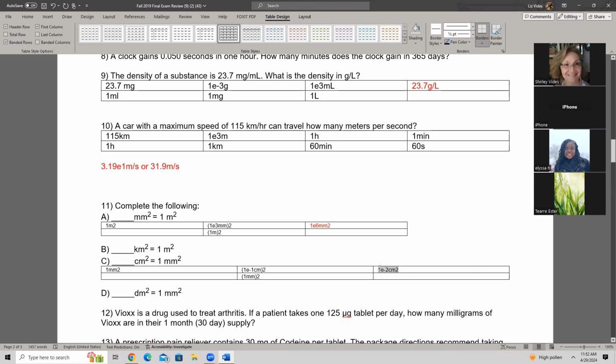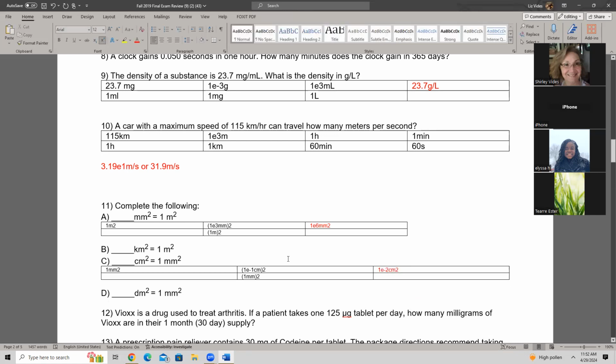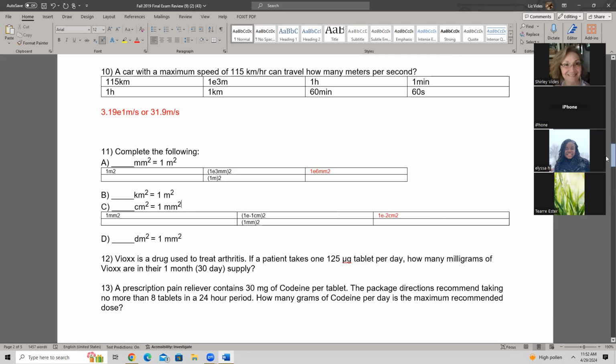Again, it is what happens. It changes because it is pretty much doubled. The distance between one and the other is doubled because it's cubed.